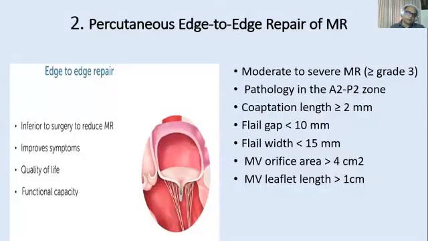Another option is the edge-to-edge repair for mitral regurgitation. It can be done percutaneously, sometimes by surgery. In treatment, edge-to-edge repair is inferior to surgery in reducing mitral regurgitation, but it improves symptoms, quality of life, and functional capacity. It has some criteria, such as moderate to severe MR, coaptation length, and so on.